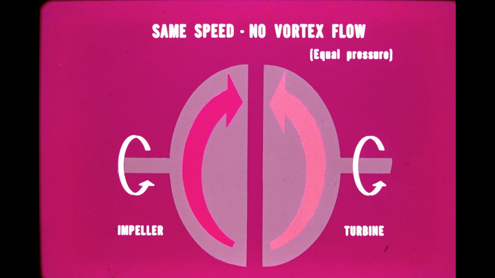If the speed of both components is the same, both will be completely filled with fluid and both will be exerting an equal centrifugal force which tends to eject the fluid. However, since the forces are equal but opposite, they cancel each other and no fluid can flow between the impeller and turbine. Thus, when turbine speed approximates impeller speed, there is no vortex flow, only rotary flow.